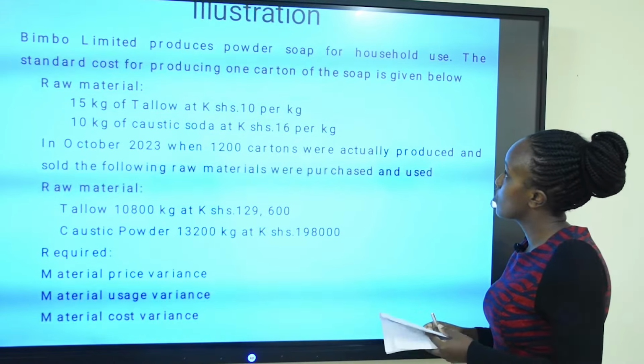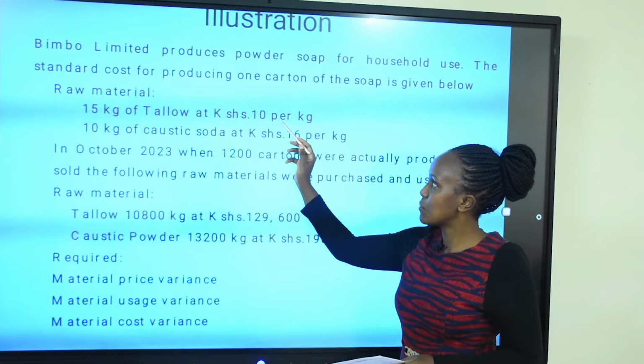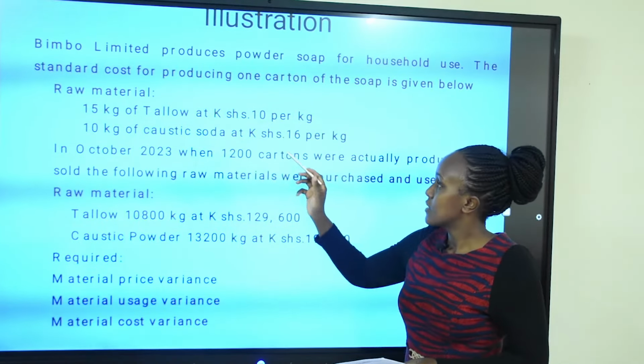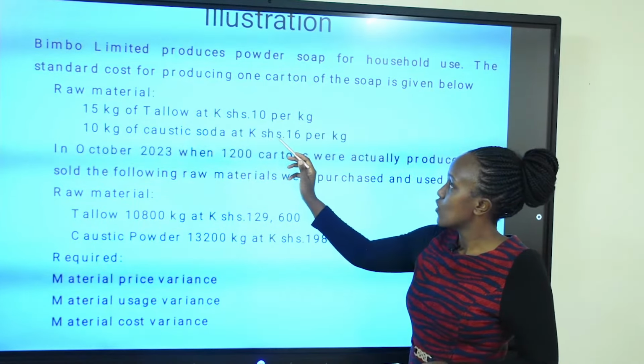You have the standard quantity. This is the standard quantity. Every carton of the household soap requires 15 kgs of tallow, that is the standard usage, and requires 10 kgs of caustic soda, that is the standard usage. Then these are the standard prices. The price of tallow is shillings 10 per kg, and the price of caustic soda is shillings 16 per kg. Those are the standard prices.